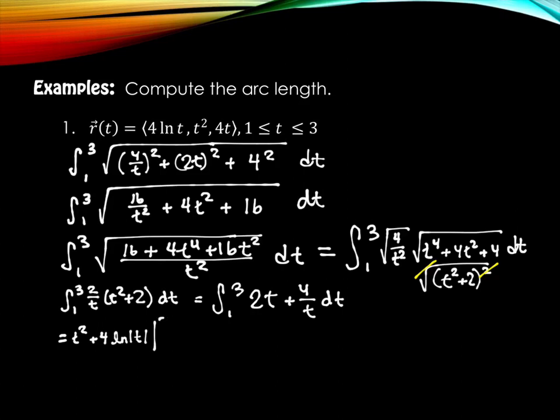And then we would evaluate this at 3 and 1, right? And if you wanted, because our t values are positive, you could leave the absolute values off of that, and it would be okay on this one. So if I put this in, I'm going to have 9 plus 4 natural log 3, and then minus 1 plus 4 natural log 1. It'll simplify a little bit.